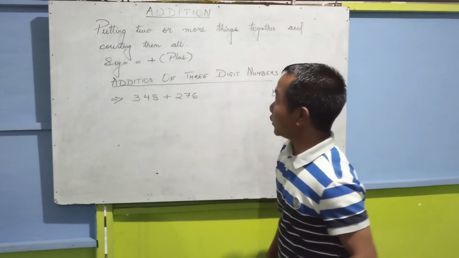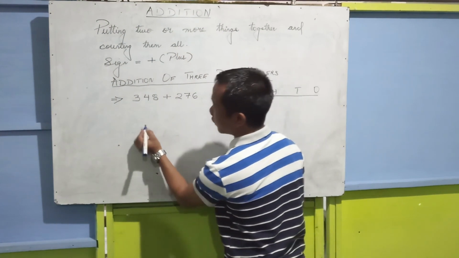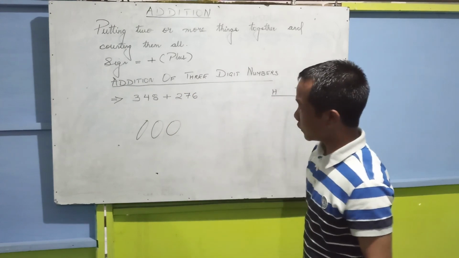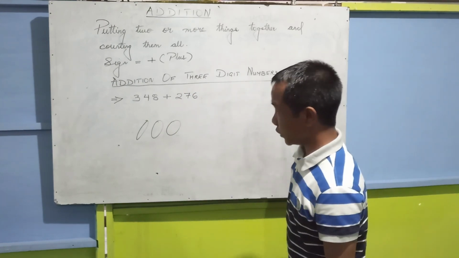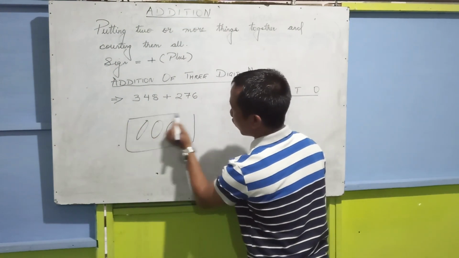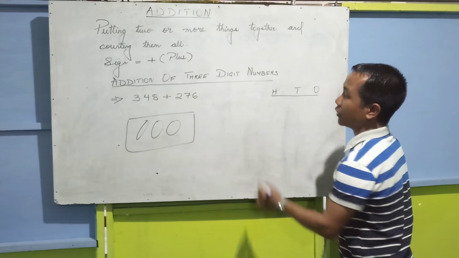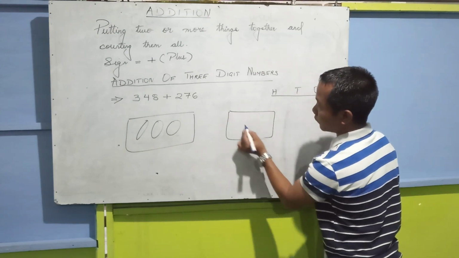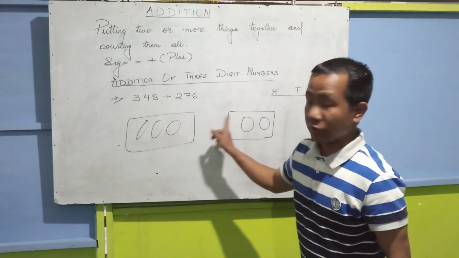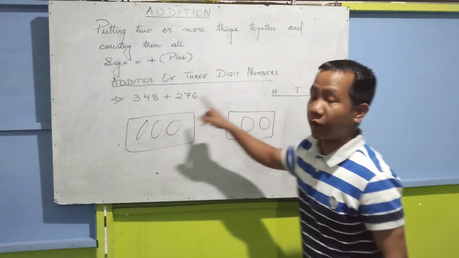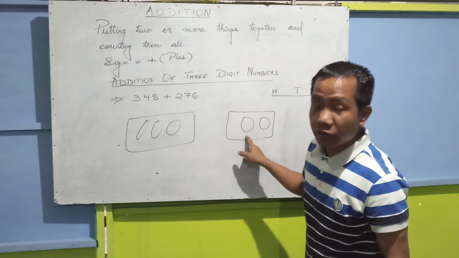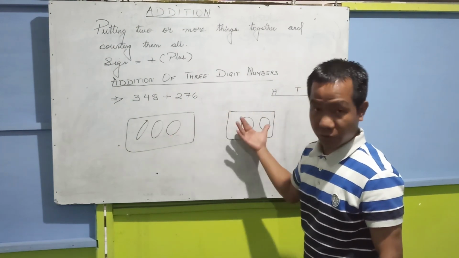For example, here I have three figures in one box. In another box, there are two figures. In one box, three figures, and in the other box, two figures. So, how many figures are there in all? How many figures are there in these two boxes?